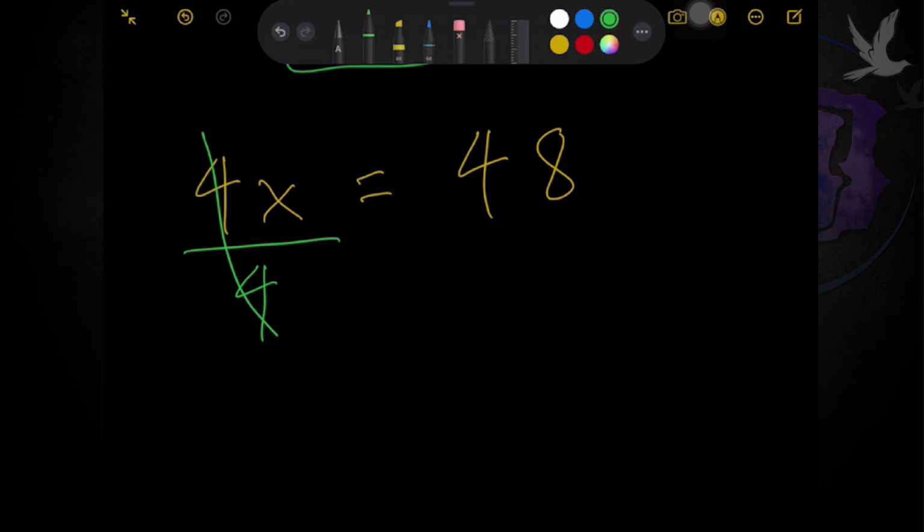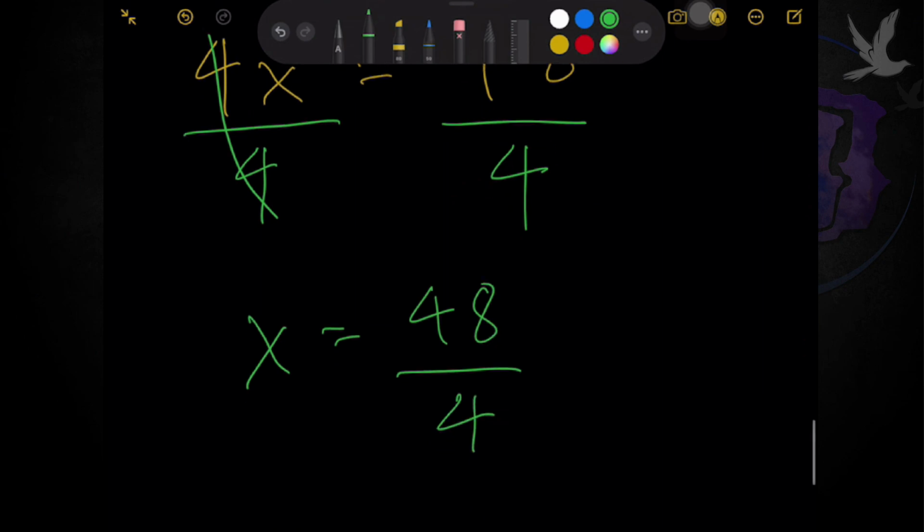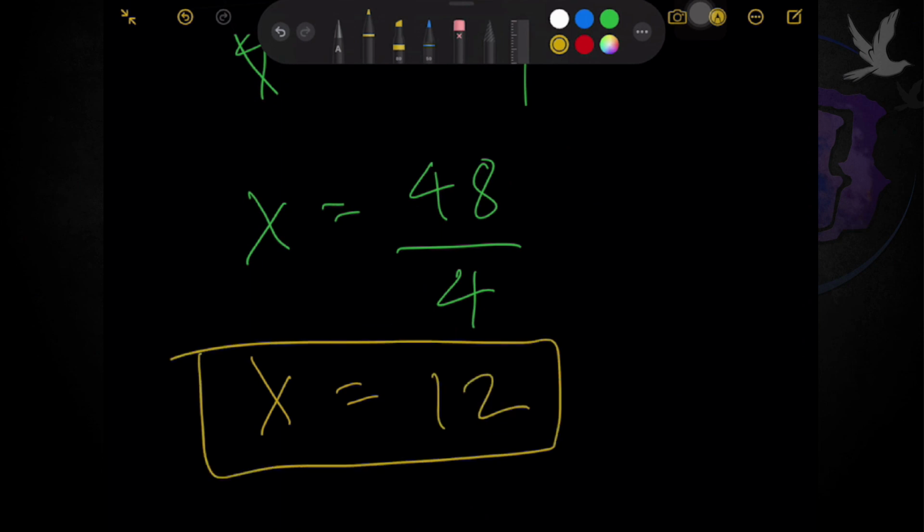And what you do in one side of the equation, since nag-divide tayo by 4 on one side of the equation, you should also divide the other side by 4. So which now leaves us with 48 over 4. Now, knowing your multiplication facts, you should know that 48 divided by 4 is 12. Okay? So that's basically how you solve this, no?